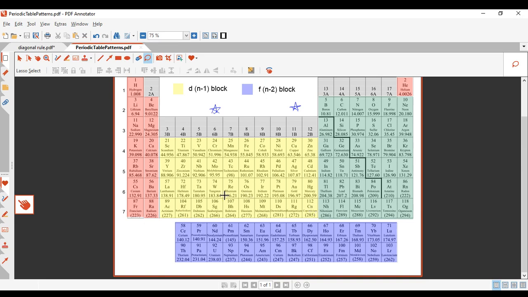So just be careful down here when you're writing your configurations for these elements in the D and the F block. But this hopefully will help you to be able to check your work for the most part.